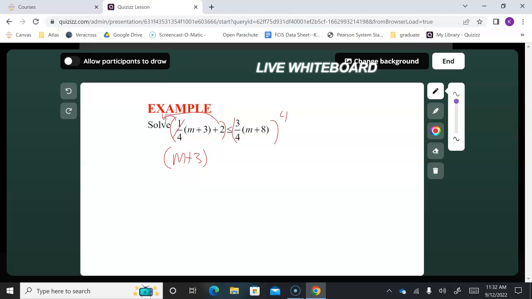4 times 2. Good. Less than or equal to. 4 times 3/4. M plus 8. Okay? So now our fractions are gone. I'm just left with integers. There's nothing here to distribute, so go ahead and drop your parentheses and combine your like terms. Distribute here.